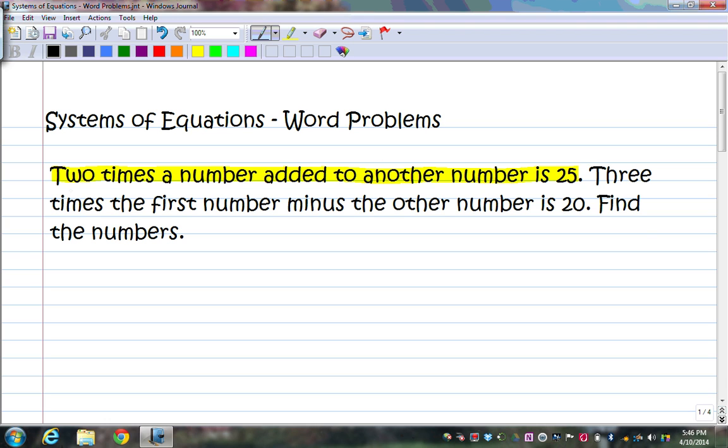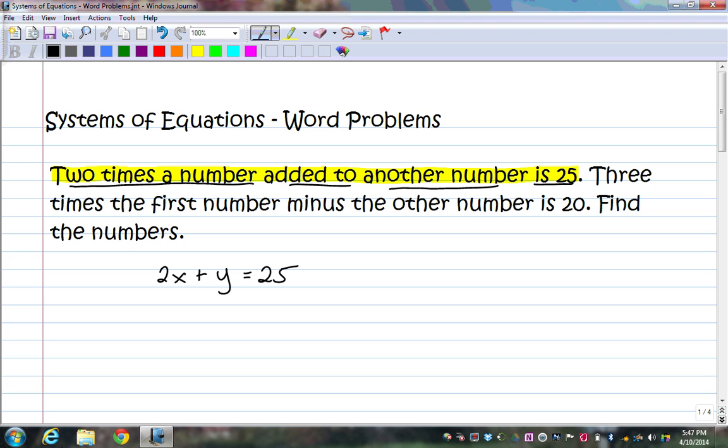First of all, 2 times a number. Okay, well we can say that's 2x. And then added to, we know that's addition, another number. Well, we can't use x because it didn't say added to itself. It's to some other number. We don't know what that other number is. So we'll say that's y. And then is 25 means equals 25. So we took that sentence and we turned it into an equation.